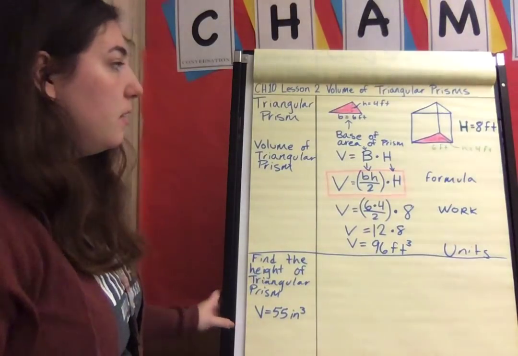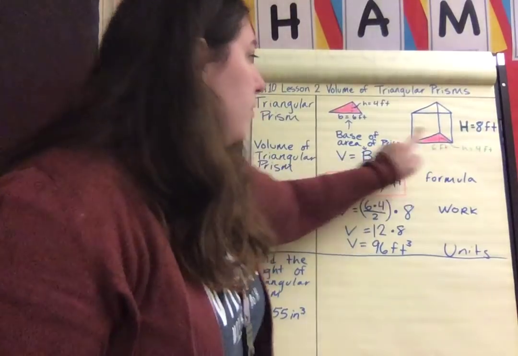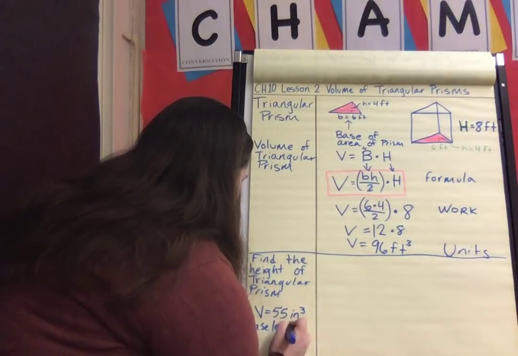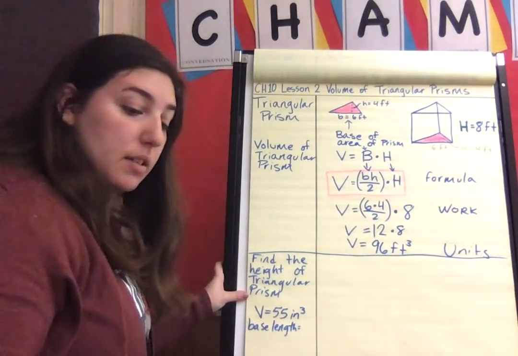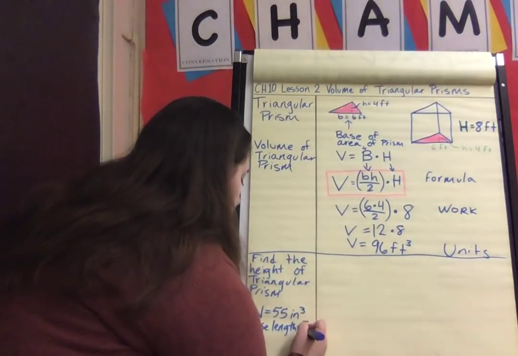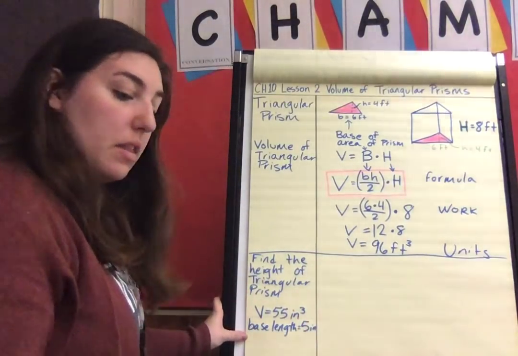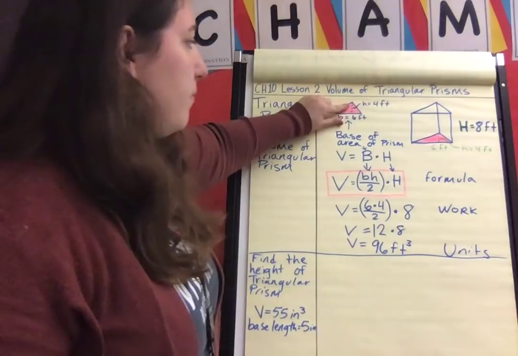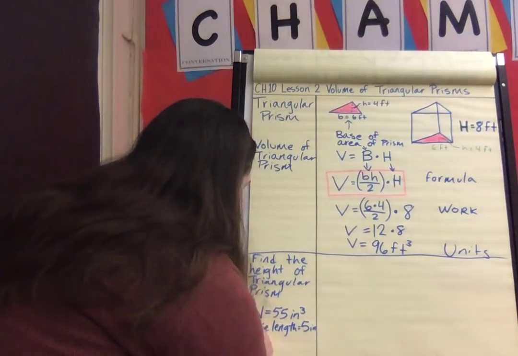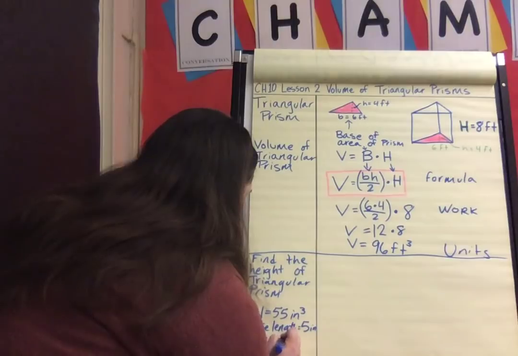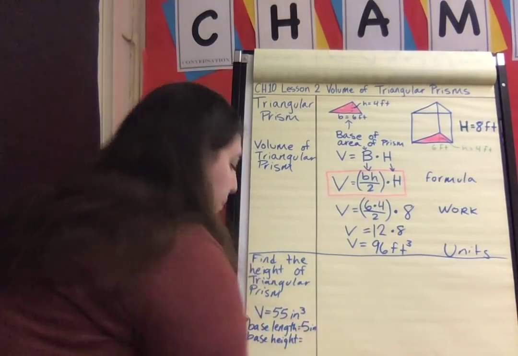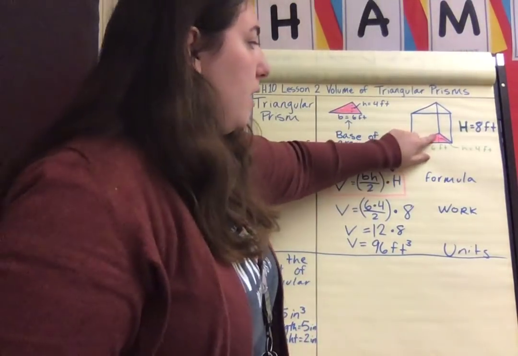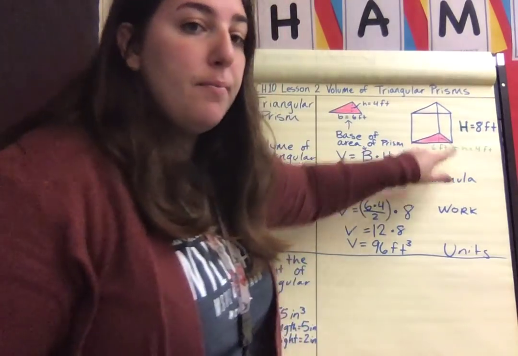The base length, which is this base length right here, right? Base length is 5 inches. And then the last thing, base height. When I'm talking about base height, I'm talking about this right here. Base height is 2 inches. Okay, base height right here is different from the triangular prism height.